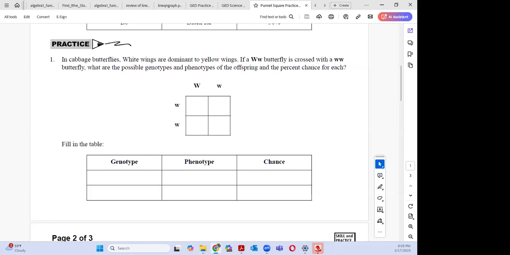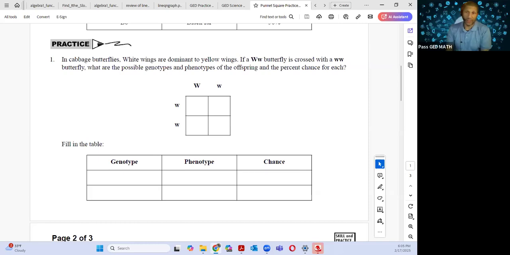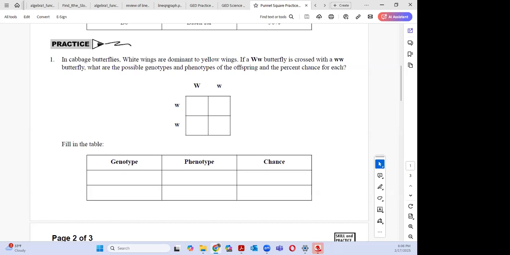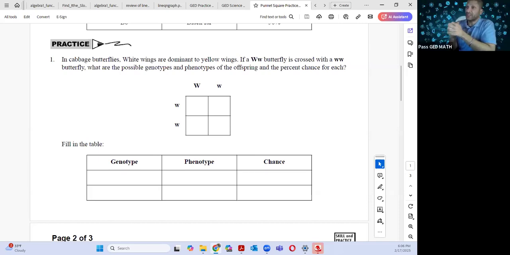Okay. So when we talk about Punnett squares, that has to do with heredity. Heredity has to do with genes. A Punnett square is a square that has the genotypes for each male and female of that offspring. So in this case, it says in cabbage butterflies, white wings are dominant.